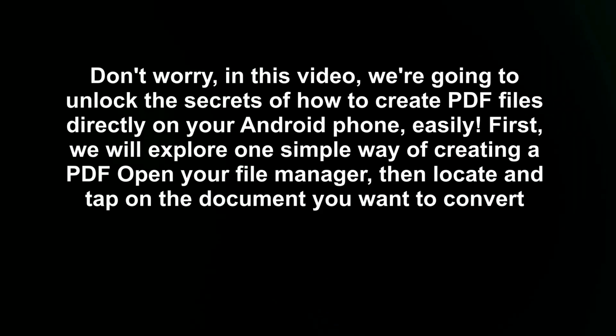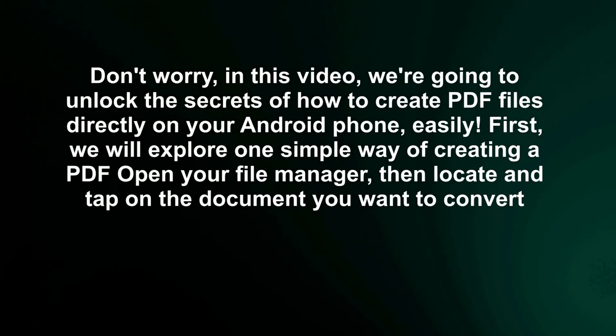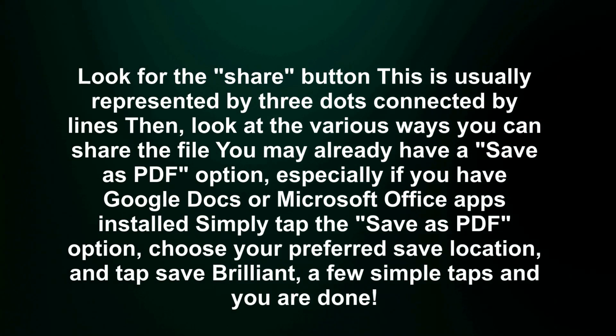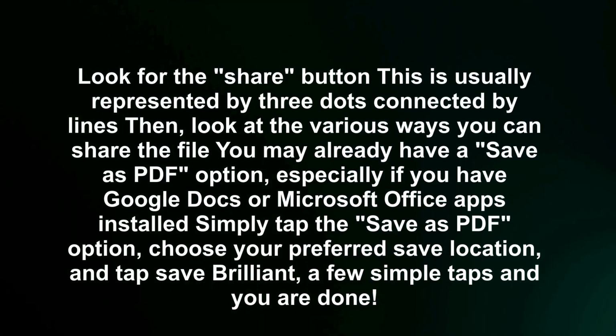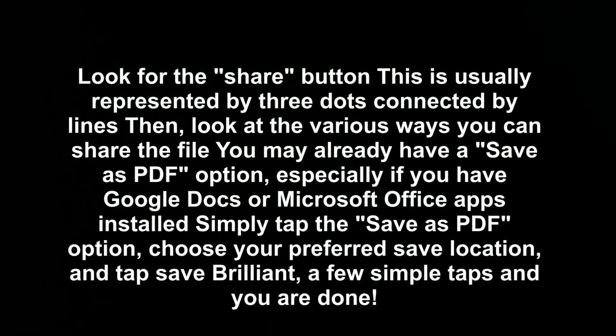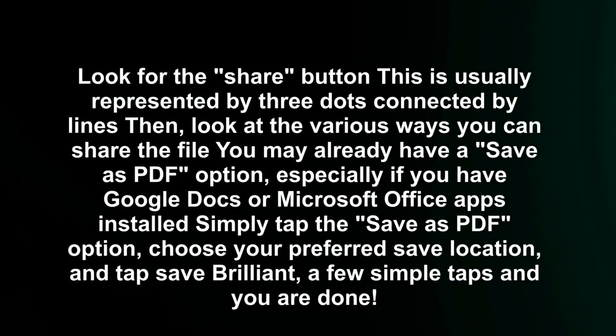Open your file manager, then locate and tap on the document you want to convert. Look for the share button. This is usually represented by 3 dots connected by lines. Then, look at the various ways you can share the file. You may already have a Save as PDF option.